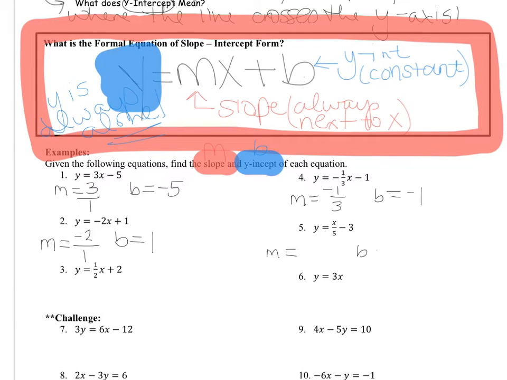M equals, B equals. M is always next to X. Now notice next to X there's no number in front of it. So what number is hiding there? A 1. So M is 1 over 5. B is -3. How do I know M is 1 over 5? Because it's next to X. How do I know B is -3? Because it's my constant. It's all alone.